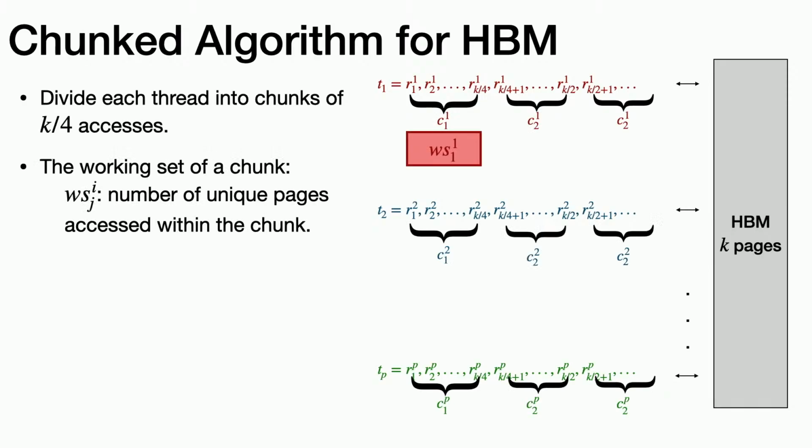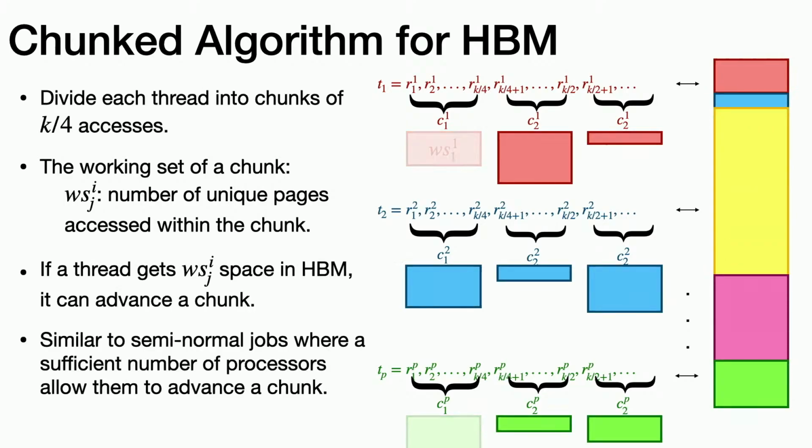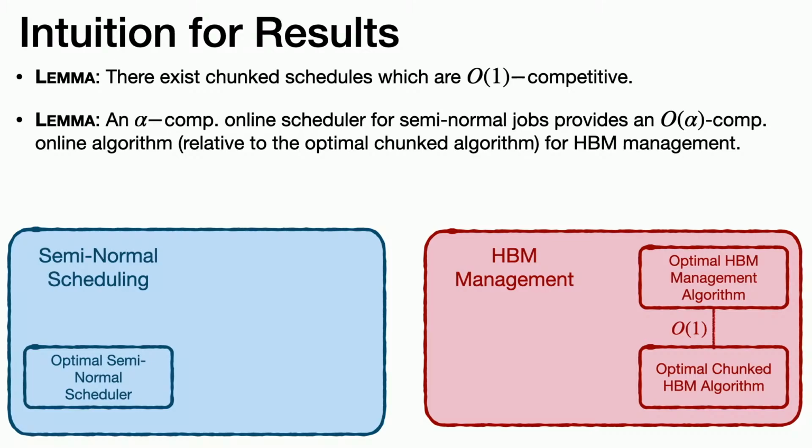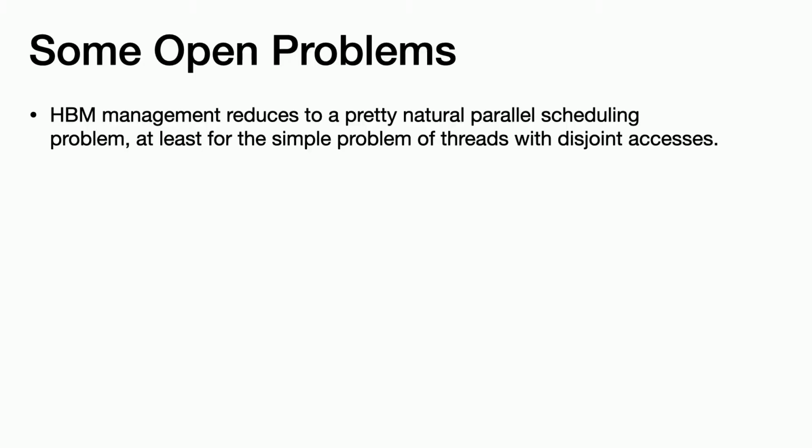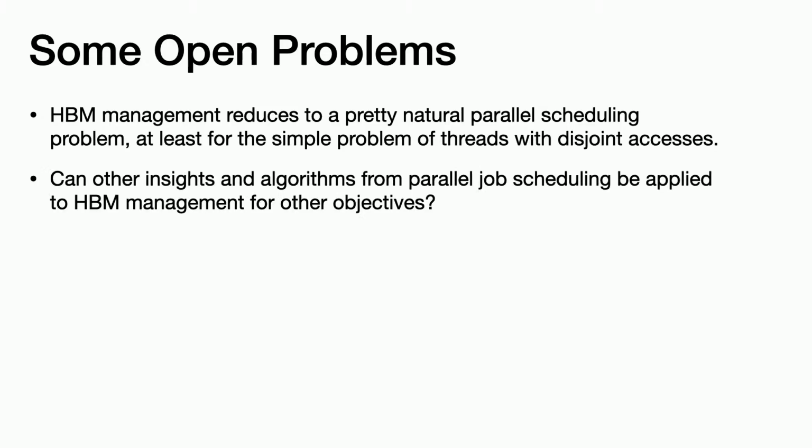Any other questions? Right, so that's basically it. There are several open problems. So HBM management seems to reduce to a pretty natural scheduling problem, at least for this simple problem of threads with disjoint accesses, right? But this is a very simple problem. So if there are more complicated problems for HBM management, do insights from parallel job scheduling still apply, or is there a different hammer that applies?